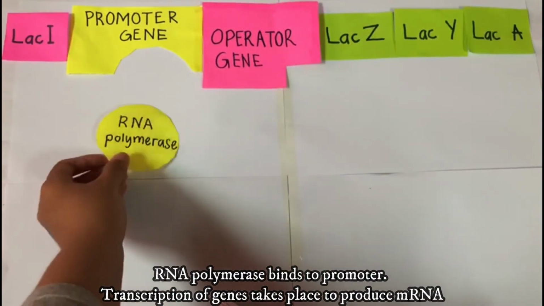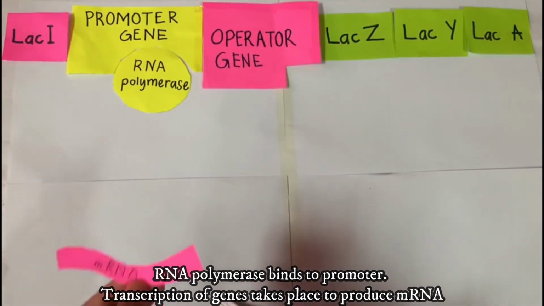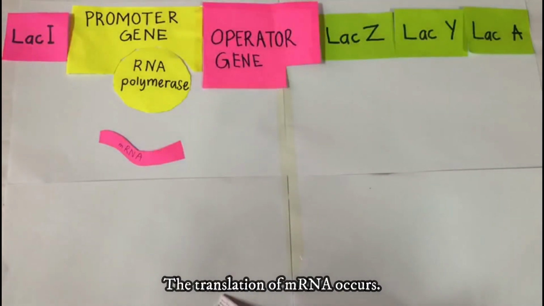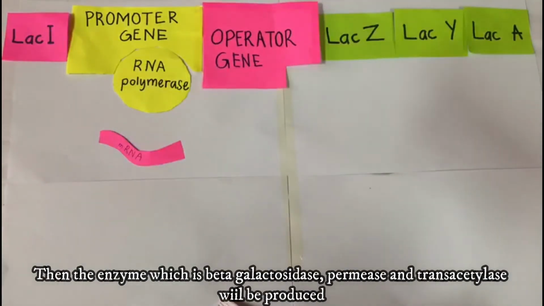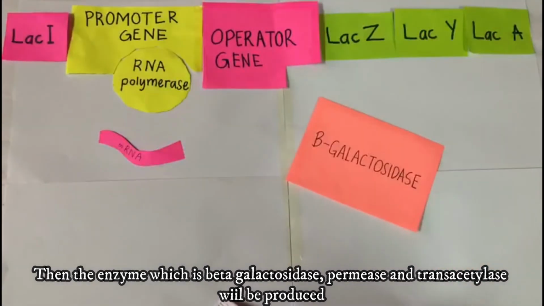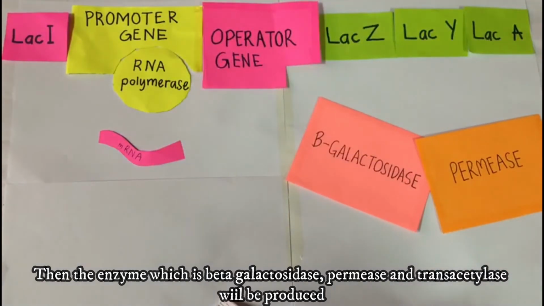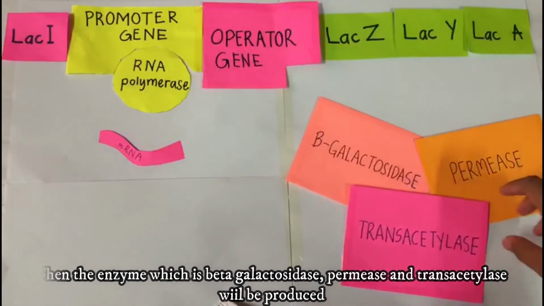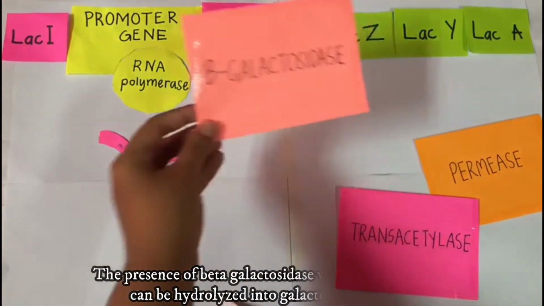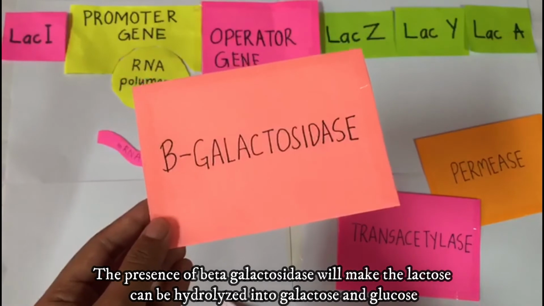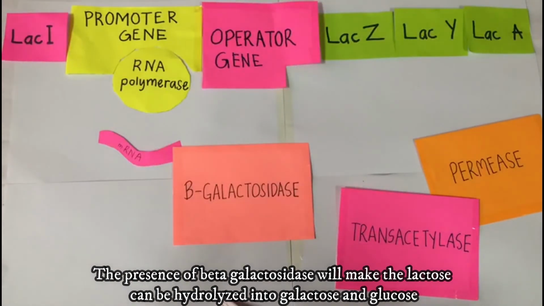The RNA polymerase will bind to the promoter gene. The transcription of the genes takes place to produce mRNA. The translation of the mRNA occurs. Then the enzymes, which are beta-galactosidase, permease, and transacetylase, will be produced. The presence of beta-galactosidase will allow lactose to be hydrolyzed into galactose and glucose.